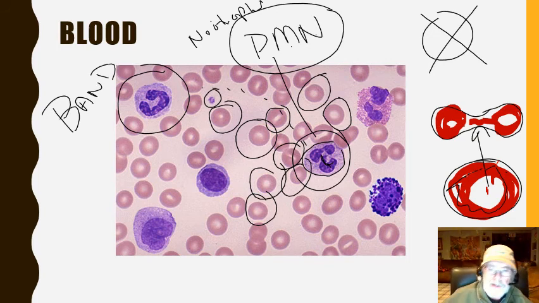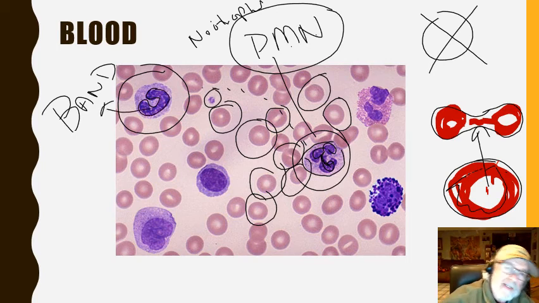Guess why they call it a band? Because in a polymorphonuclear, poly means many, morpho means shaped nucleus. I see at least 3 to 5 lobes of that nucleus. Here I have one nucleus, so it looks like a horseshoe, a band. Instead of lobes, it's a band. This is an immature neutrophil. It's not quite where it needs to be. It's not quite mature, and it doesn't work as well.